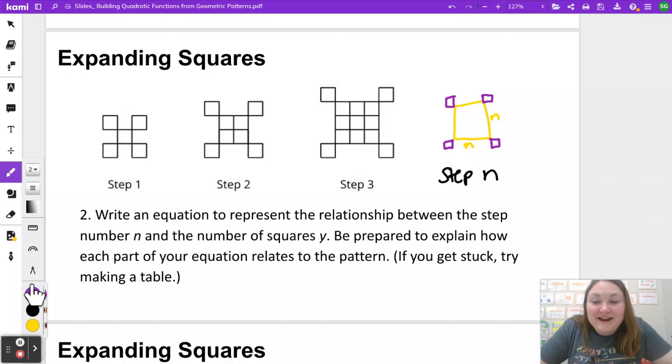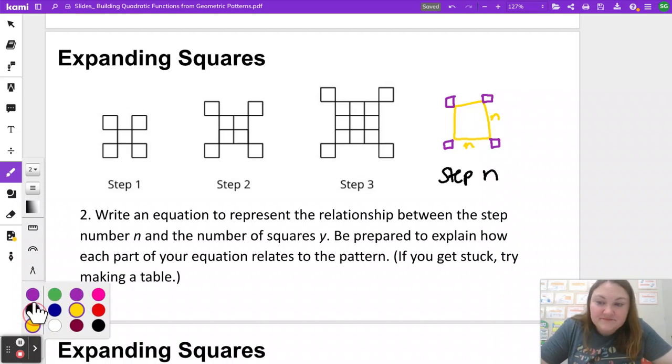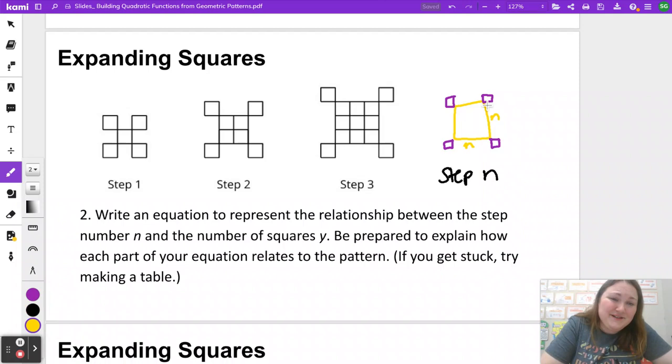And so if I wanted to write an equation to say how many total squares there are here, just like we were doing earlier, I would start by using multiplication to find how many squares are in this yellow area. So you could say n times n, or you could say n squared. And then we would also add these 4 squares on the corners that are in purple.